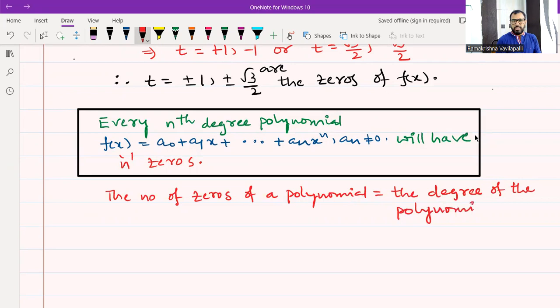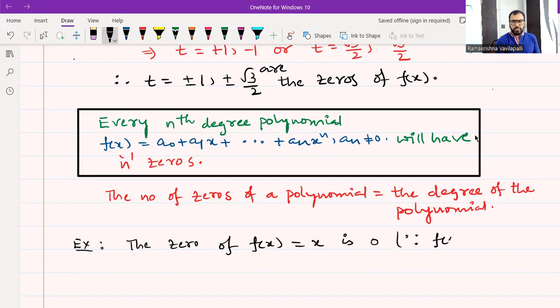Now, many students may misunderstand that if a zero is repeated, then we do not count it. But that is absolutely wrong. Here I'll give you one example. The zero of f of x equal to x is simply 0, right? The zero of f of x equal to x is 0, since f of 0 equal to 0.